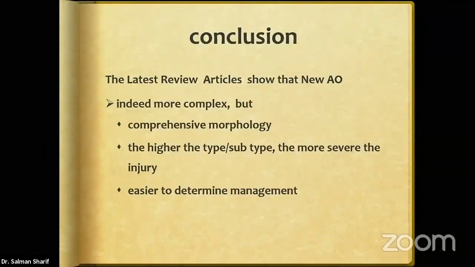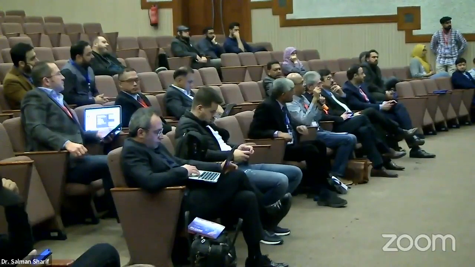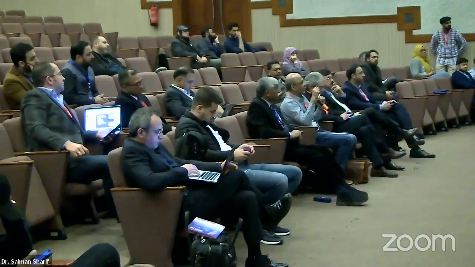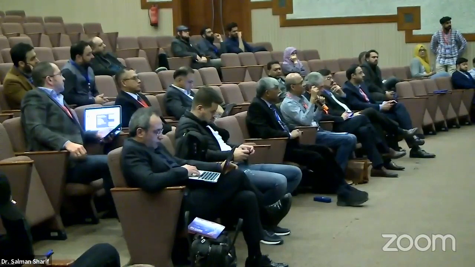So maybe we can make two statements out of it. And we say that both TLICS and AO classification are reliable and are used universally. So you can have one statement saying that both are fine, and depending on your circumstances, you can use both. And second, you could say that in recent studies it has been shown that the new AO classification can show more comprehensive morphology. Sure, let's write it here.